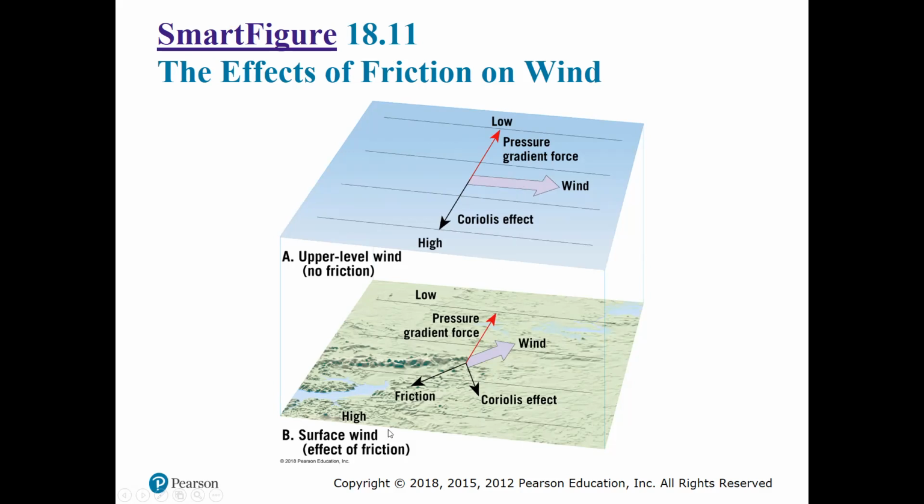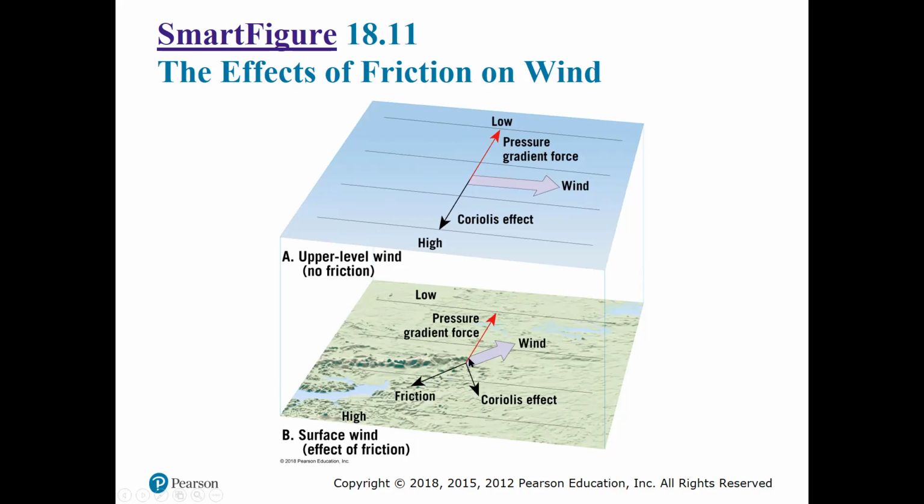But when we look at winds at the surface, because friction is going to lower the wind speed, it reduces the Coriolis effect. Remember, the Coriolis effect is affected by wind speed. The stronger the wind, the greater the deflection. So since friction is slowing down the wind, it's going to reduce the Coriolis effect. But the pressure gradient force is not affected by wind speed. So it's still going to be in full effect here.